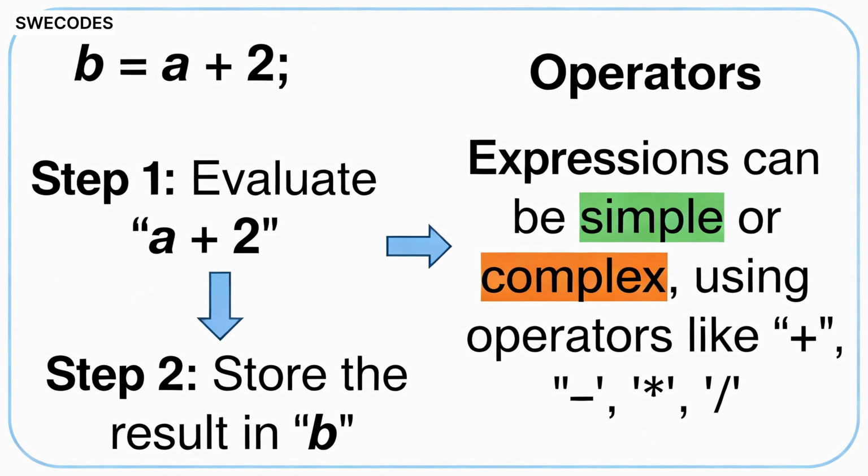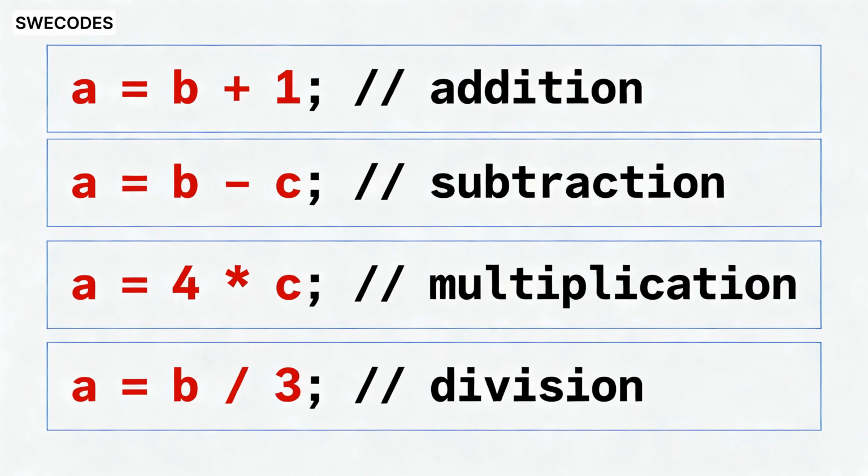That's where operators come in. Let's see them in action. a equals b plus 1. This is addition. a equals b minus c. This is subtraction. a equals 4 asterisk c. This is multiplication. a equals b slash 3. This is division. Each operator combines smaller expressions into something more powerful. And these 4, plus, dash, asterisk, forward slash, are the backbone of mathematical logic in every C program.